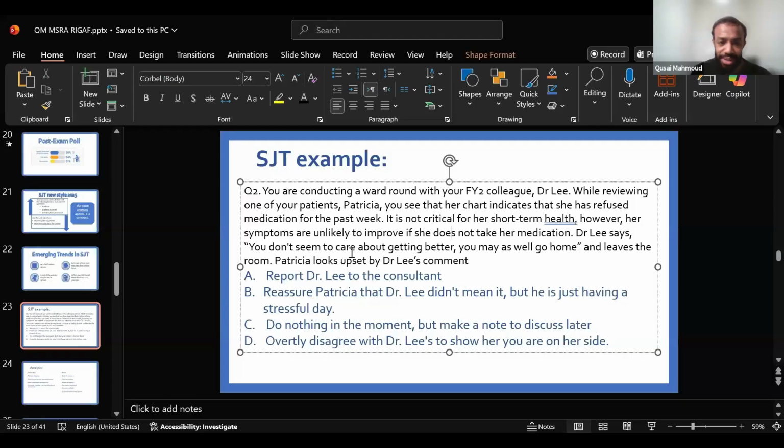Dr. Lee apparently became very rude. He has no right to say, if you are not taking the medication, leave the hospital. He has no right to say that. So he is mistreating the patient, which is not acceptable. And the patient is upset. That's a hint for you.